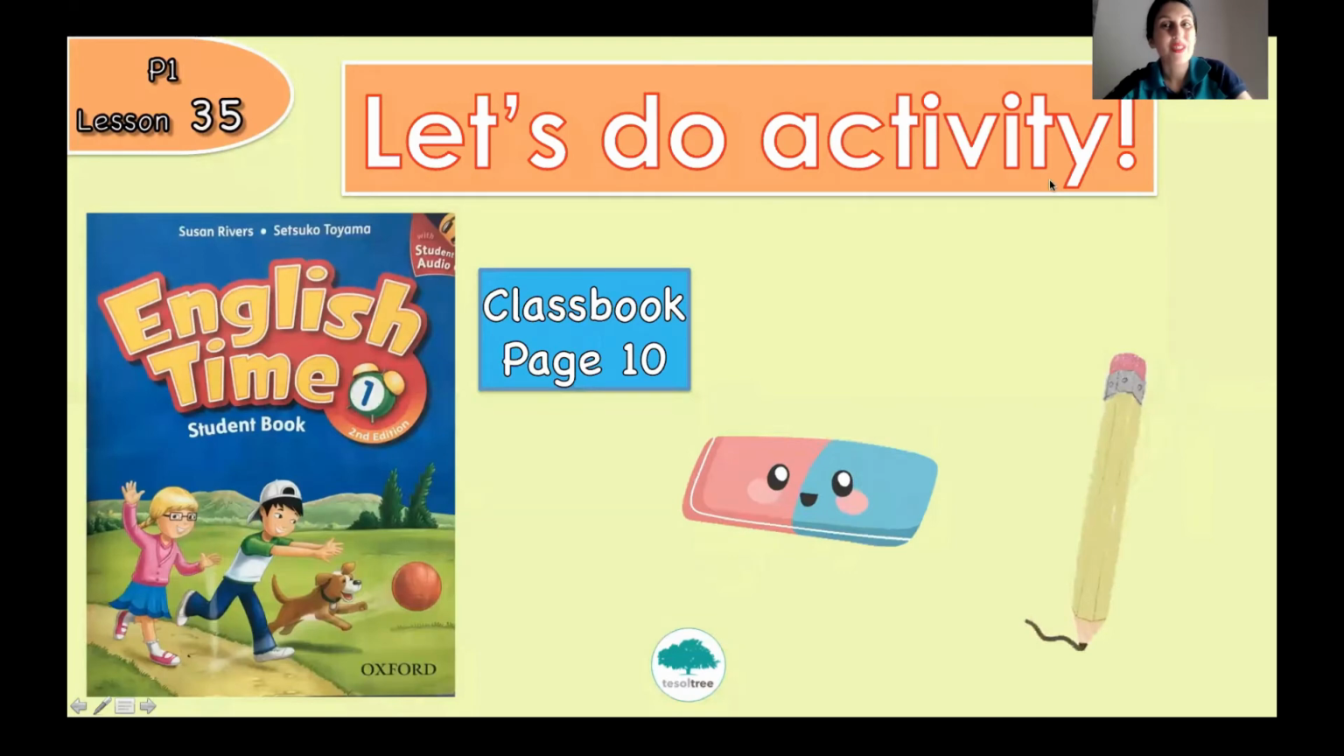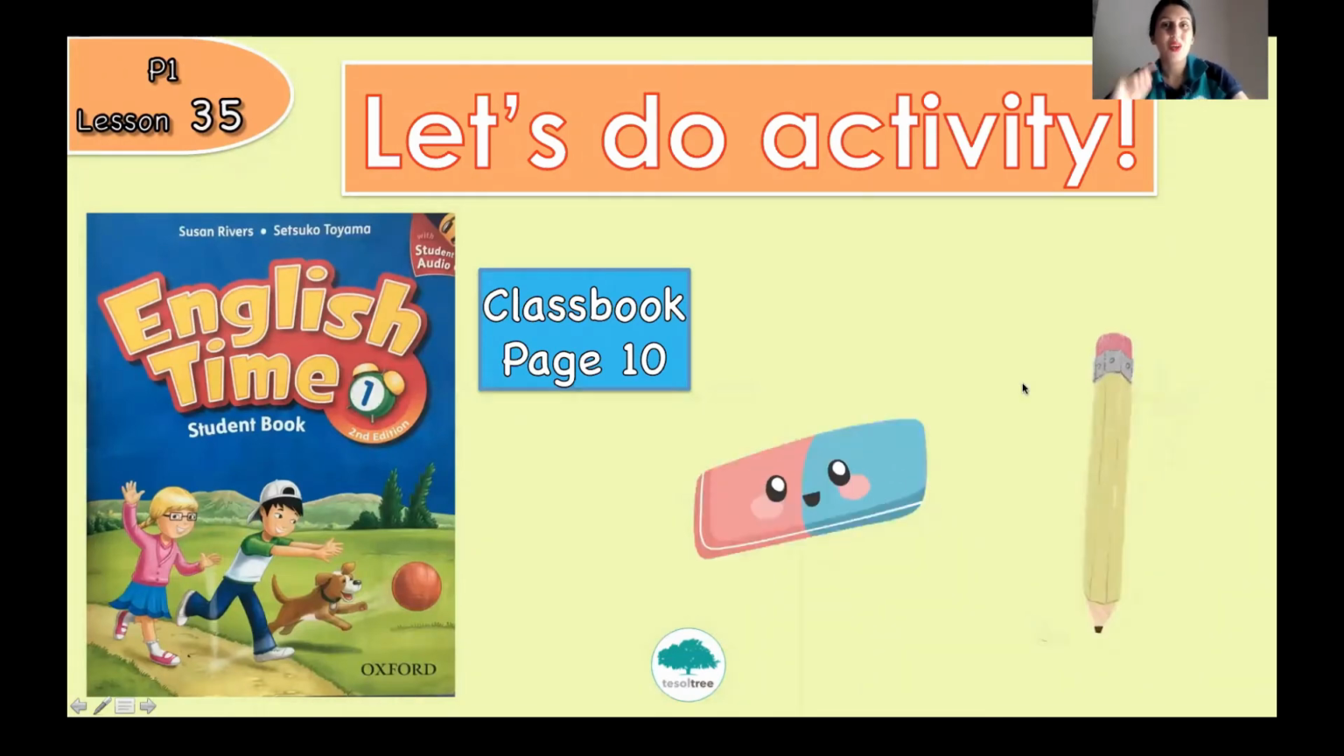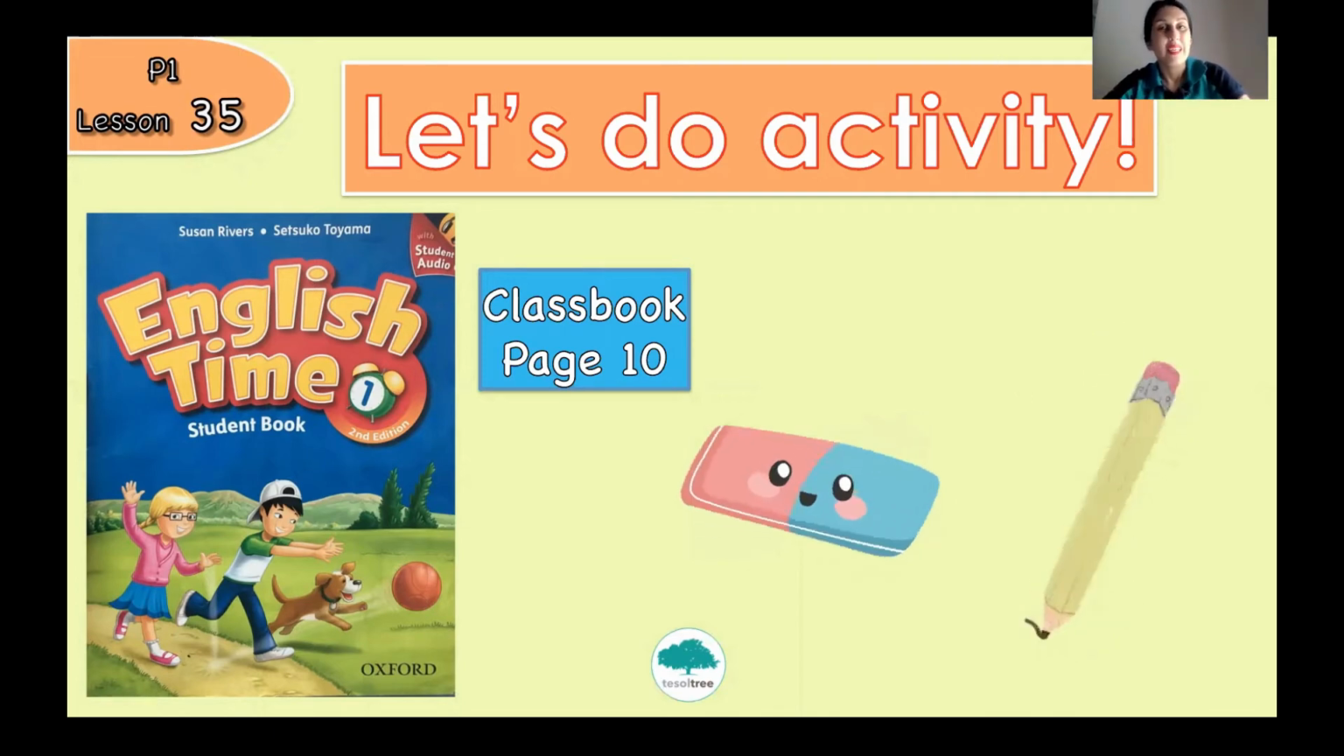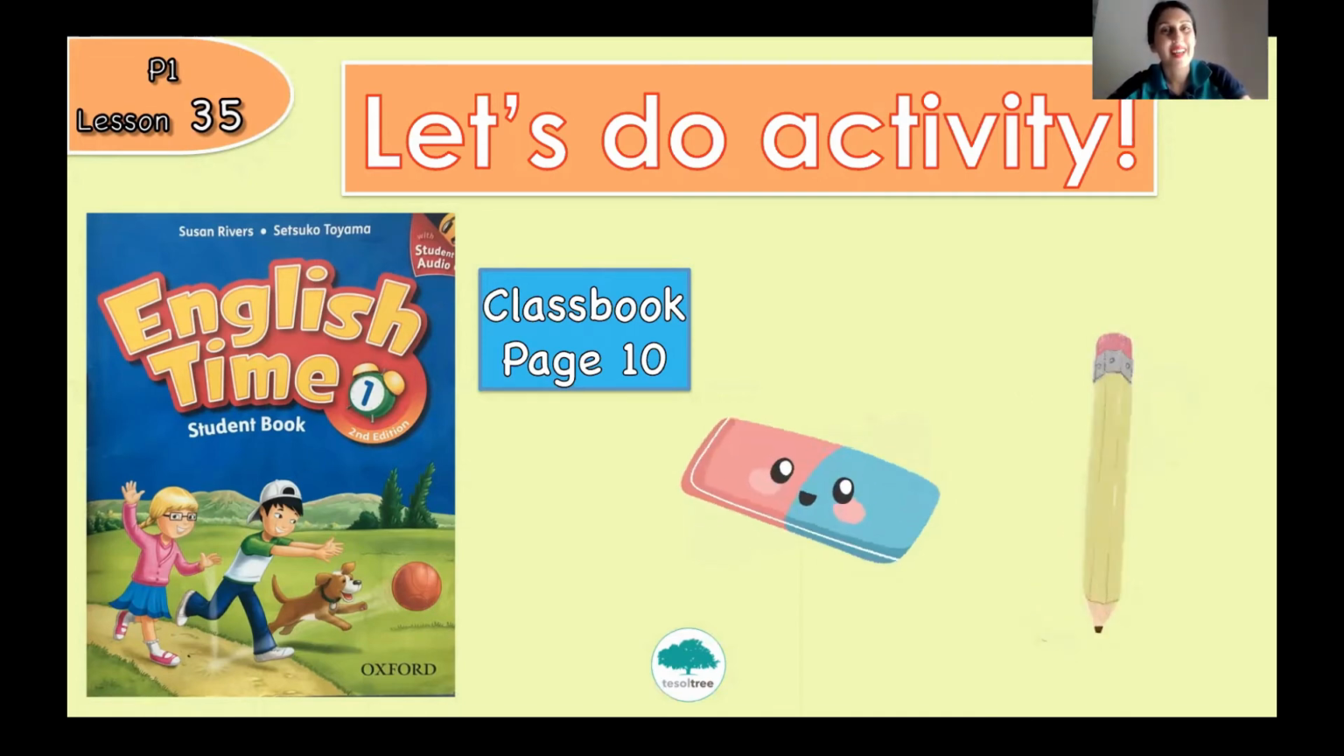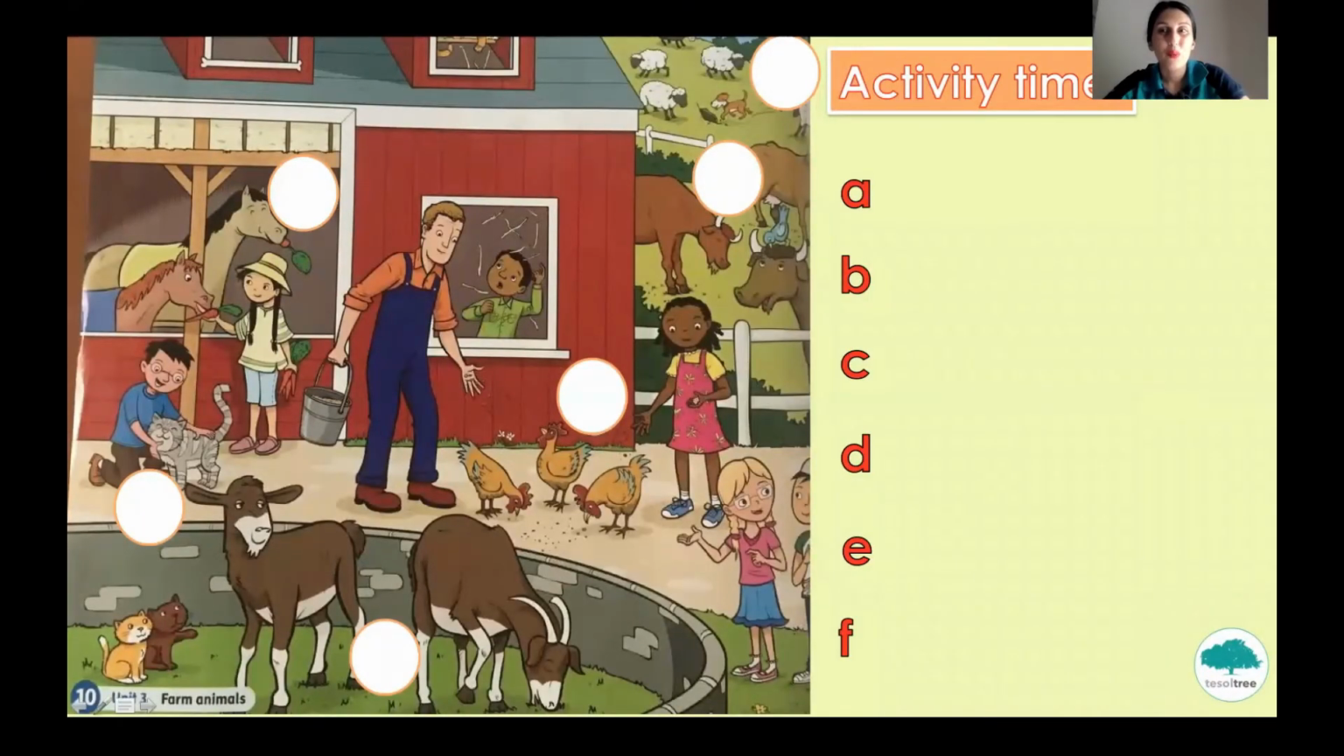And I want you to continue the lesson with the activity. Please don't forget to prepare your pencil and eraser and your class book. Open page 10. Okay, P1. I will explain to you how to do this activity. We have letters A, B, C, D, E, F. And we will read the words. So we have to look at the picture and put the letter in the circle.